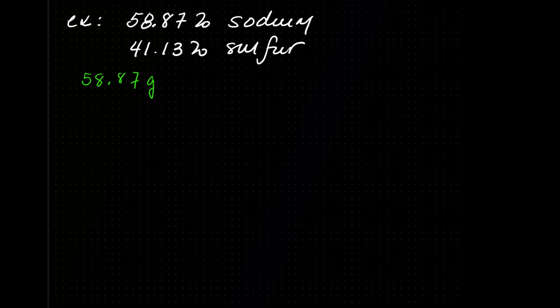So we have 58.87 grams of sodium, and we also have 41.13 grams of sulfur. The second line in the poem says mass to moles. To convert mass to moles, we are going to use molar mass. So we're going to do dimensional analysis. Remember, diagonals have to be the same. So grams Na, this is equal to 1 mole of Na.